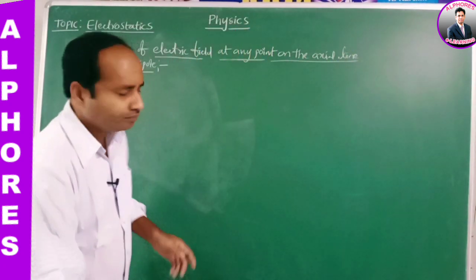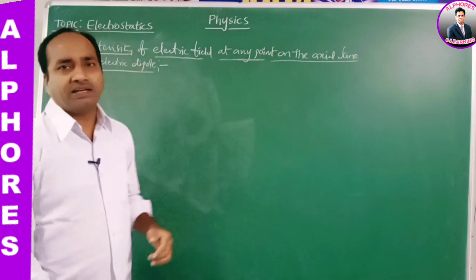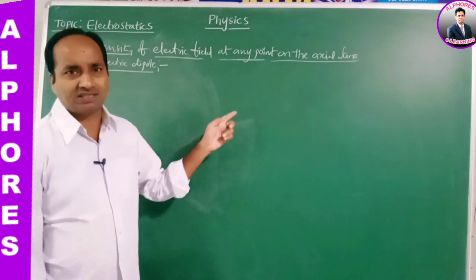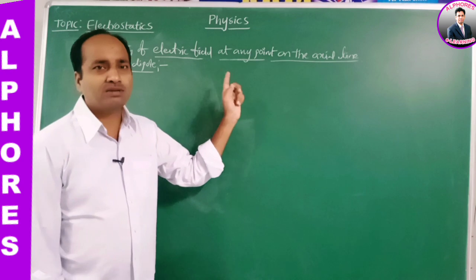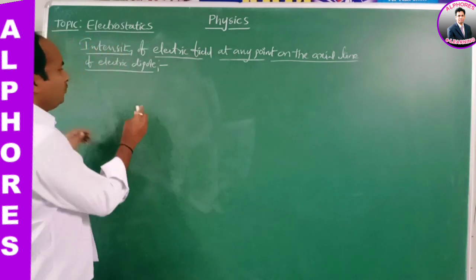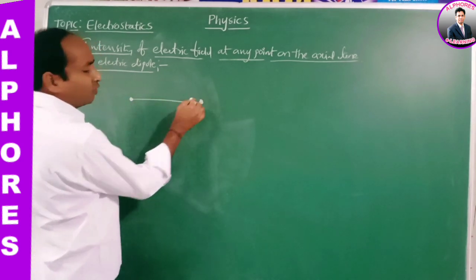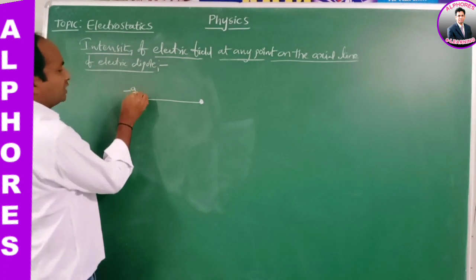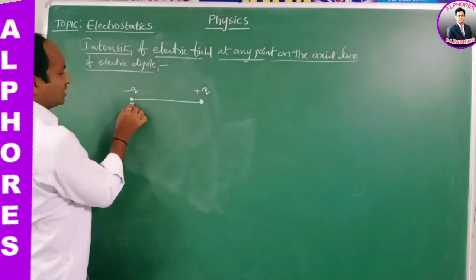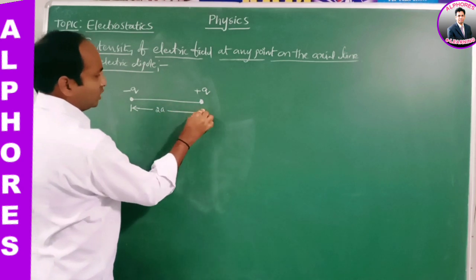We know what a dipole is and what an axial line is. An axial line is the straight line passing through the system of two charges of an electric dipole. Let us take this electric dipole: the charge here is minus q and here it is plus q, separated by a distance 2a.